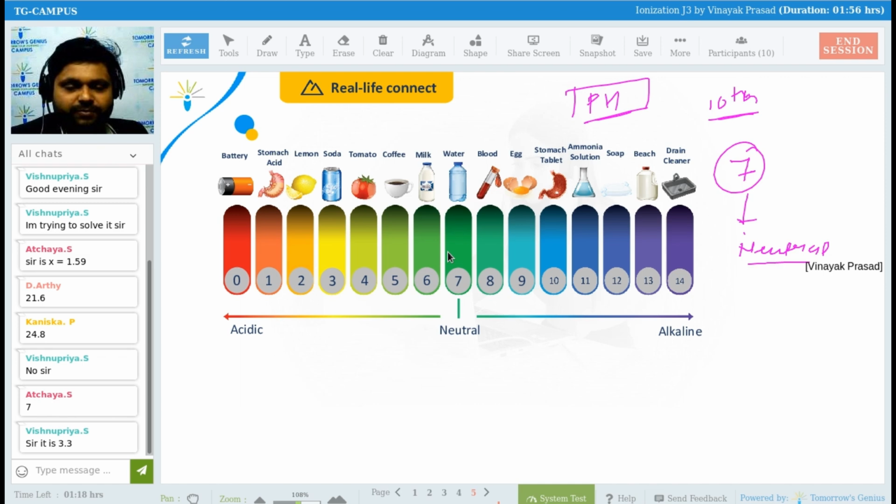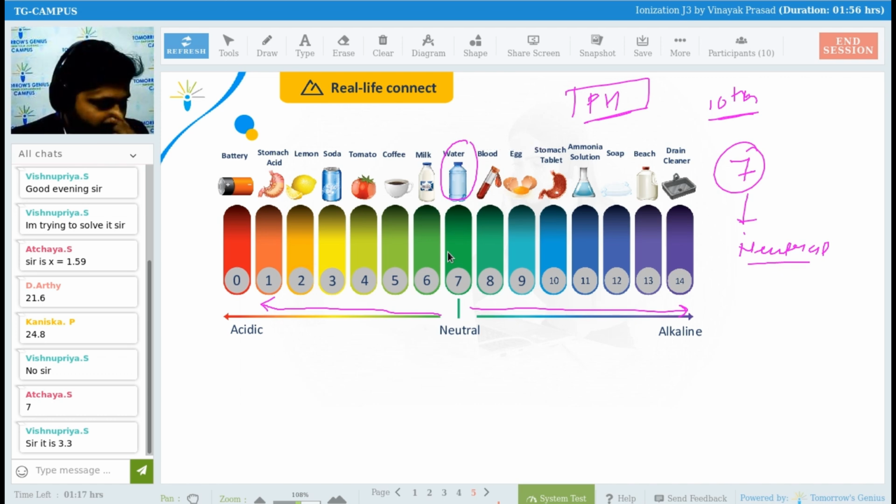If you are moving from 7 to the left, you are moving towards acidic nature. And if you are moving towards the right, you are moving towards basic nature, or you can say alkaline nature. So on this pH scale there will be 14 measurements, from 0 to 14, and in the middle 7 is there. So we are taking water as neutral, that is, the pH of water is neutral.